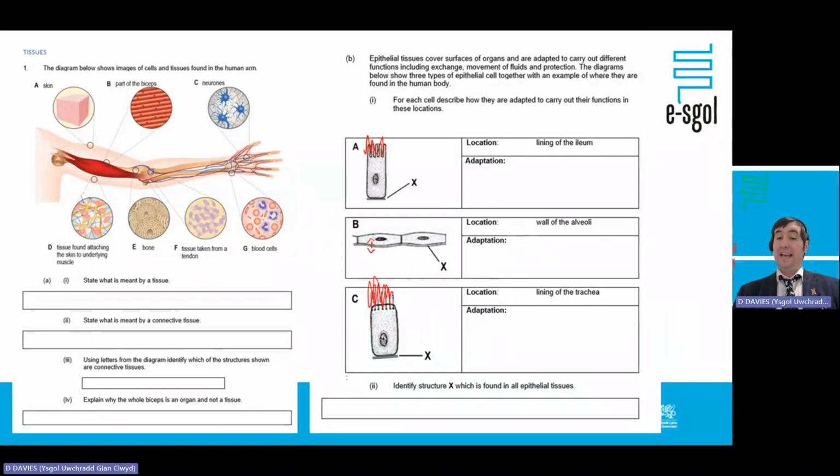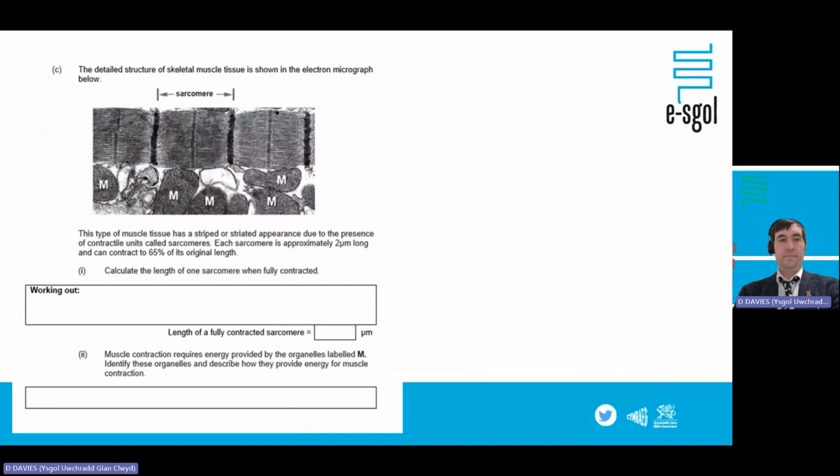And then identify structure X, which is found in all epithelial tissues. So that question is at the bottom, the basement of that page. Okay. So in a minute now, if you finish off writing those, I am going to publish the answers. Okay. No, I'm not. I'm going to show you the other half of the question. Okay, sorry about that, guys.